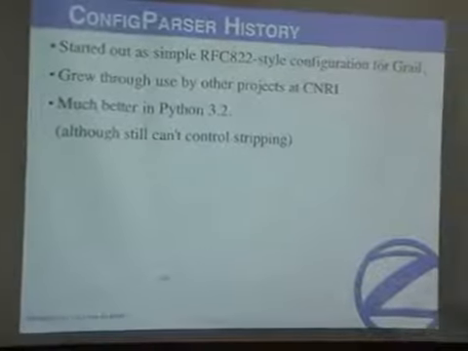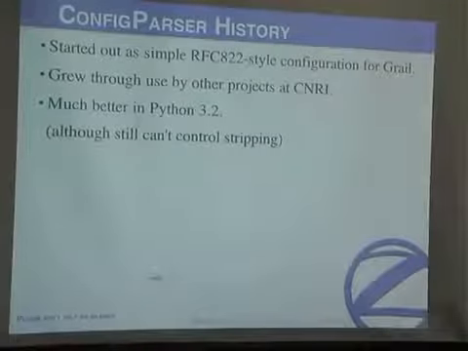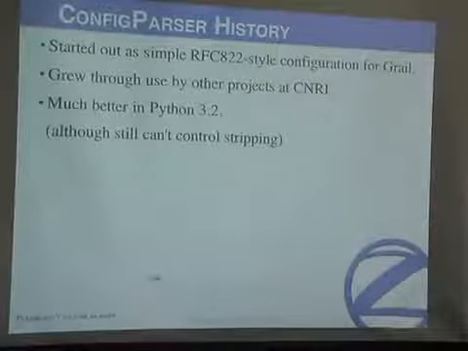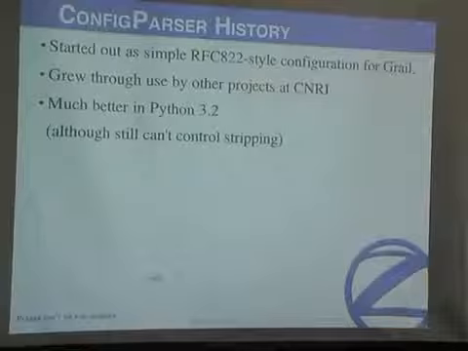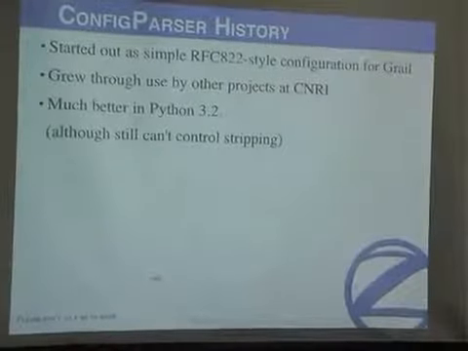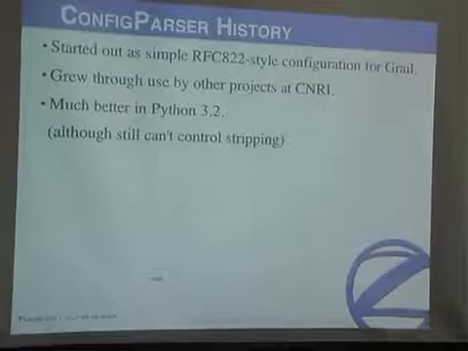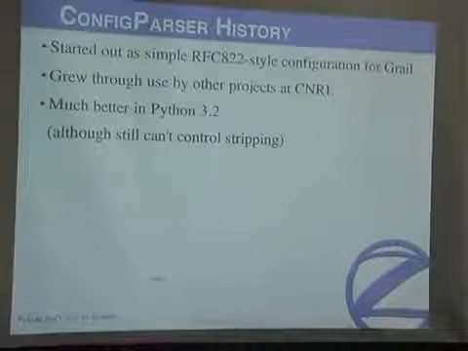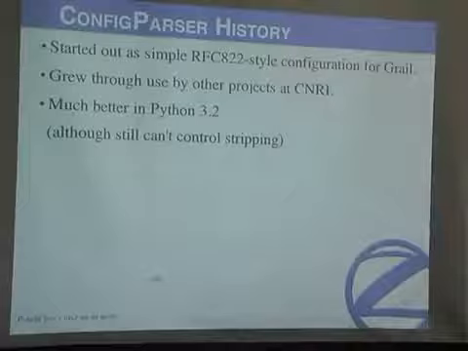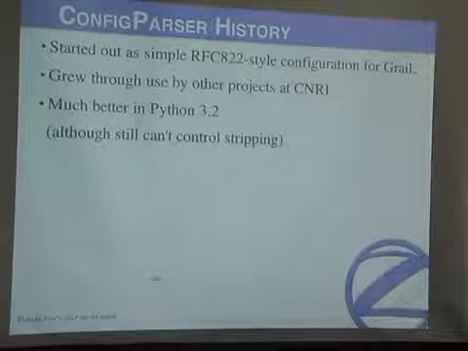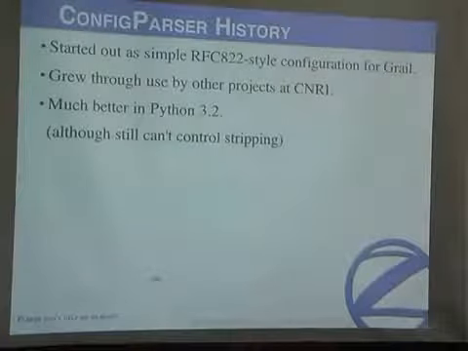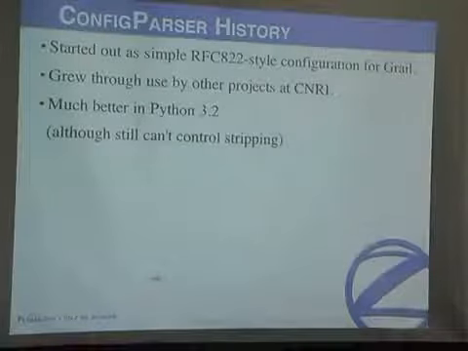And it was used as a configuration language in that, and it started out as being an RFC 822, which basically means, how many people have seen mail and HTTP headers? Okay, well, if you ever look at one, that's what the configuration syntax started out being. And then it kind of grew with other projects at CNRI, and eventually was incorporated into the standard library. And so it has a kind of crufty history where it started out being something quite different and sort of evolved to the place it is now.